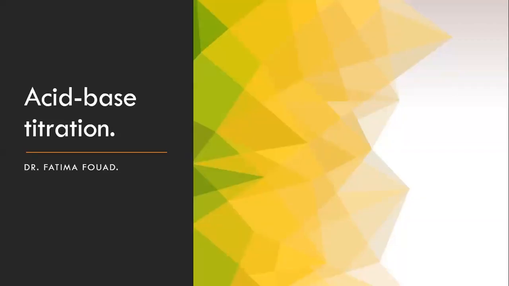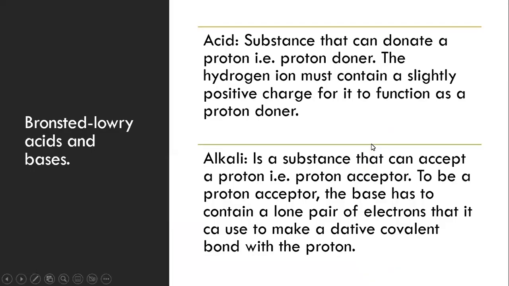So let's go ahead and start off with the topic of acids and bases. We define acids and bases by using the Bronsted-Lowry concept. What is the Bronsted-Lowry concept? It basically states that an acid can be defined as a substance that can donate a proton. So any substance that can donate a proton is going to be considered an acid.